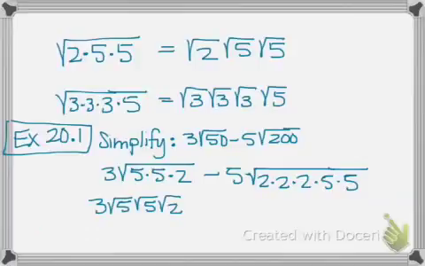So, in other words, if I have the square root of 5 times the square root of 5, that's going to break out, and we will end up with 5, because the square root of 5 times the square root of 5 is the square root of 25. The square root of 25 is 5.